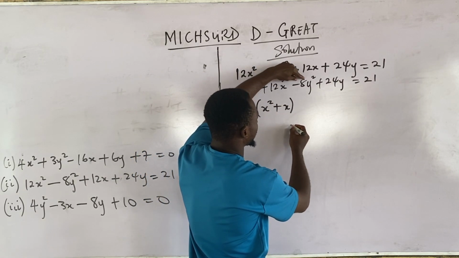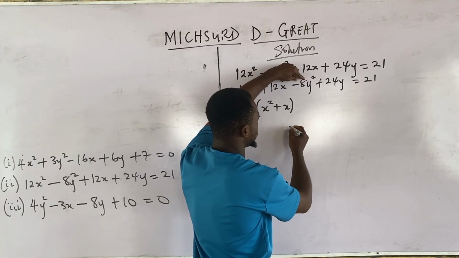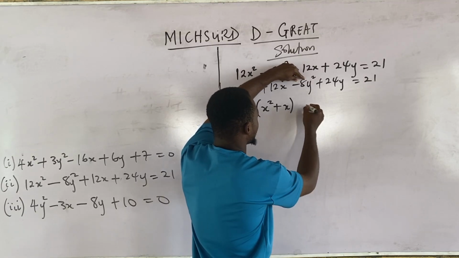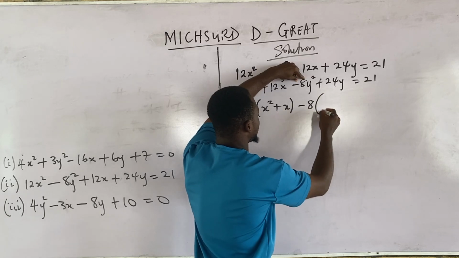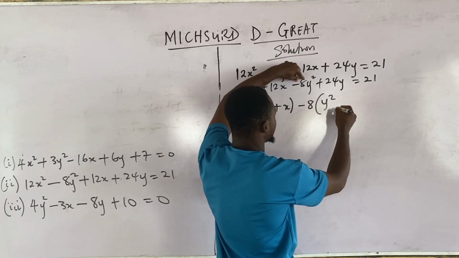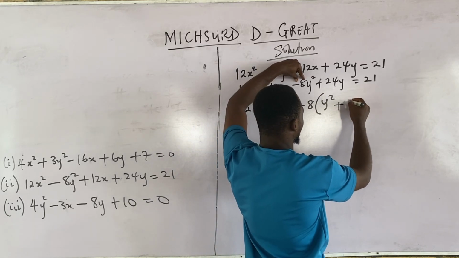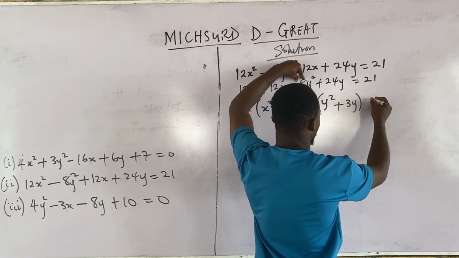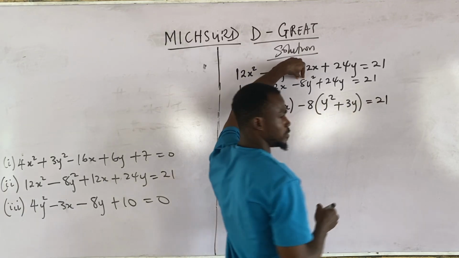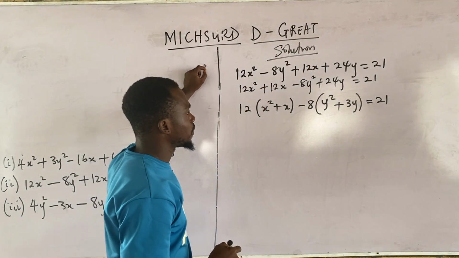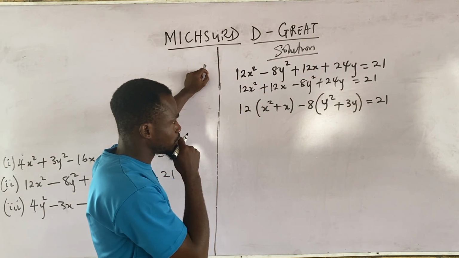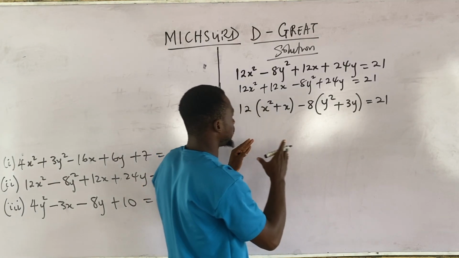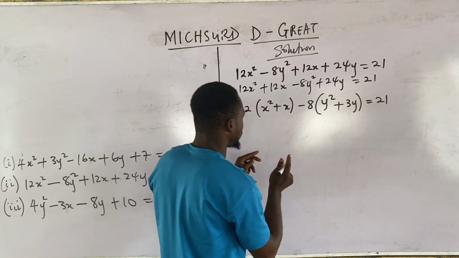And here if I factor out minus 8 here. So we have minus 8. Here will be y squared, and here will be 3y. So which will give us equal to 21. So this is what we have. So in this case, we want to factorize now. So we use the simple way to factorize. So this is what we have to do.